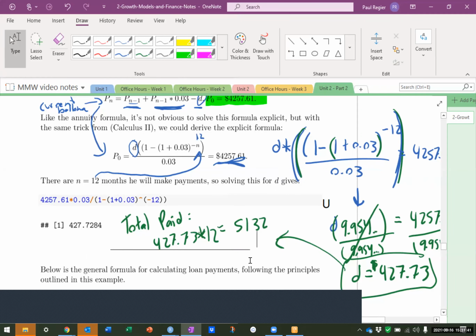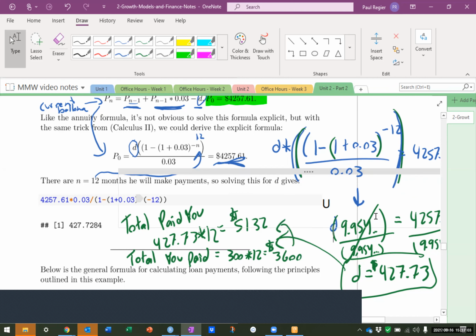So remember the total you paid him initially was $300 times 12, which was $3,600. So all this math shows you that you made some money off of him. After he's finally paid it back after a year, you've made $1,532. So this is how banks work. This is how they make their money: interest.